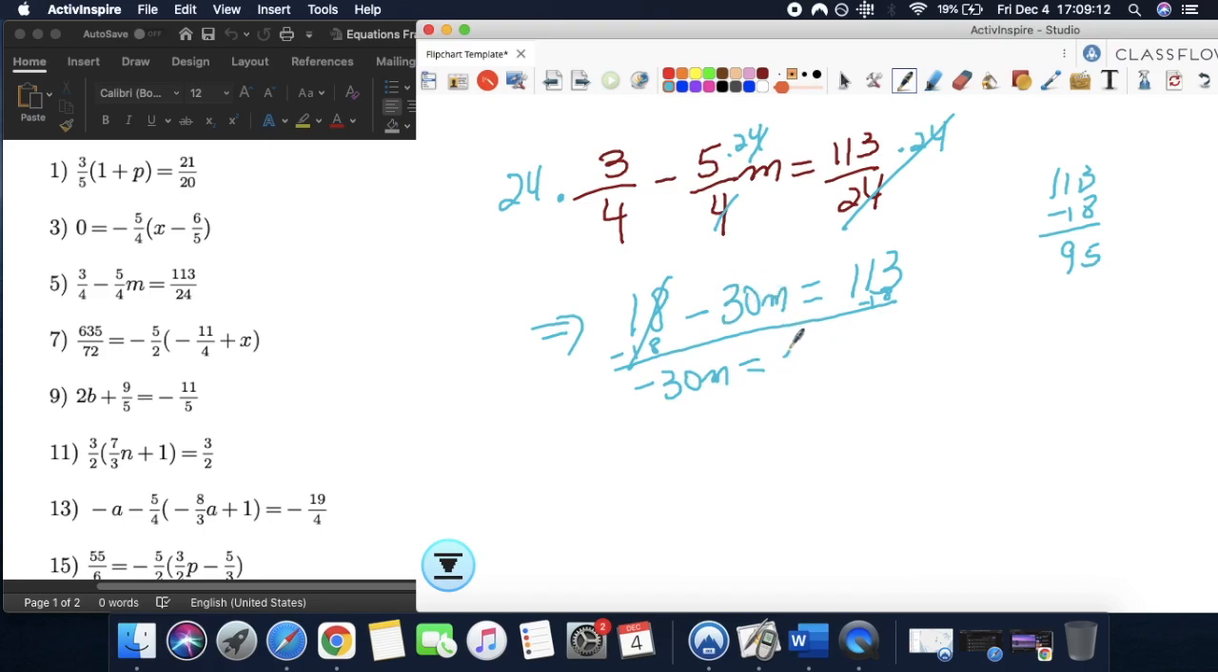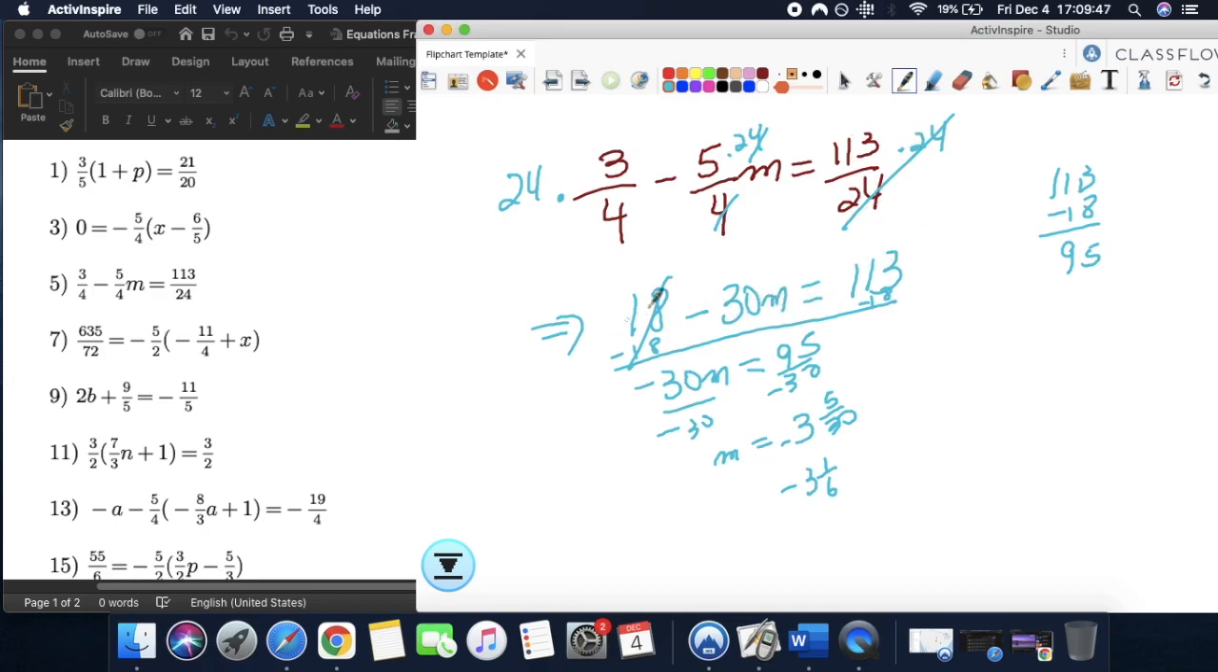Okay, so let's try it. So 95, divide both sides by negative 30. And m equals negative 3 and 5/30ths, or negative 3 and 1/6. I just want to double check because most of the time they don't give us an answer like that. 24 divided by 4 is 6 times 3 is 18. 24 divided by 4, 6 times 5 is 30. That's just 24, so it's 113.